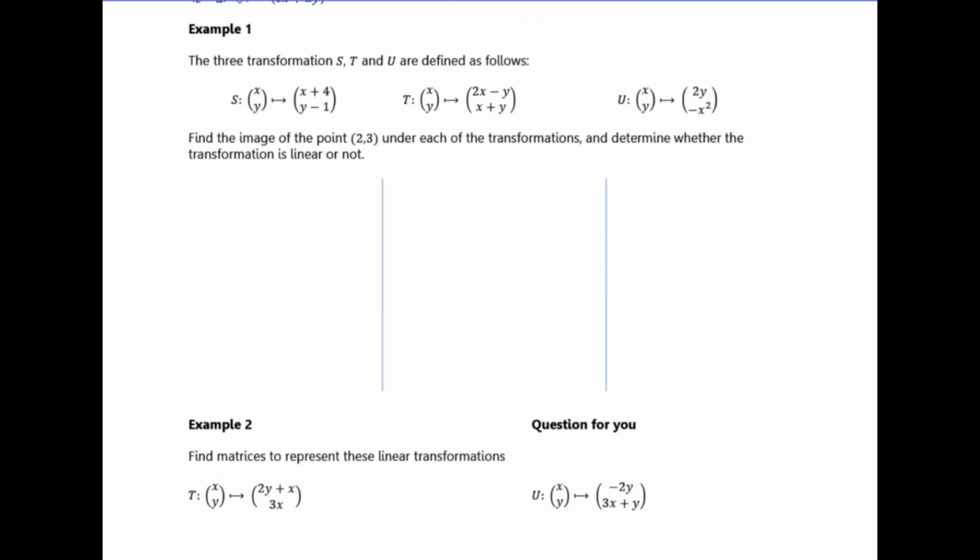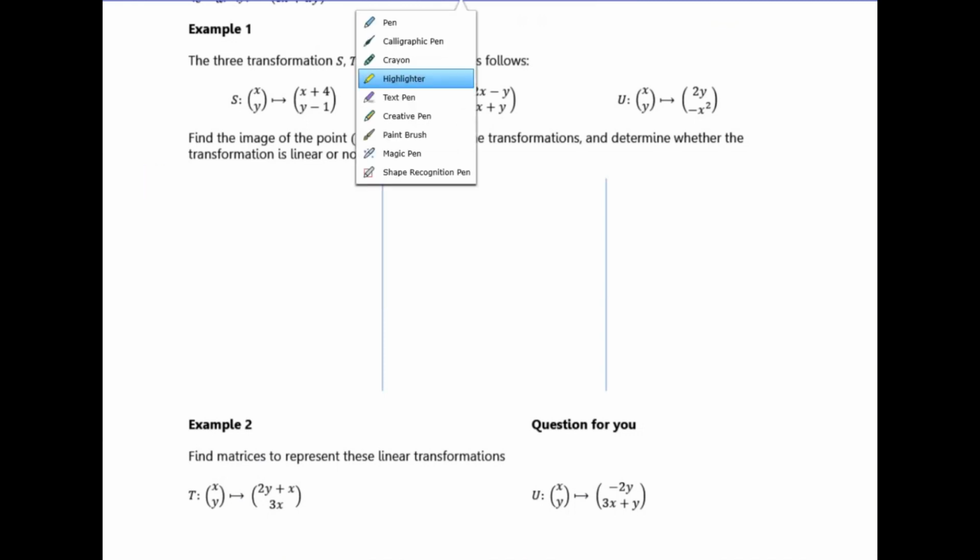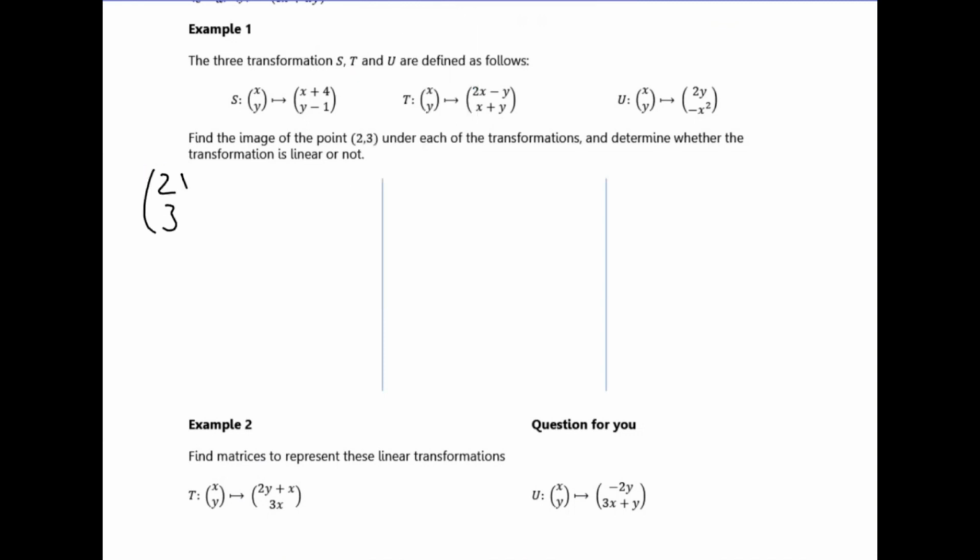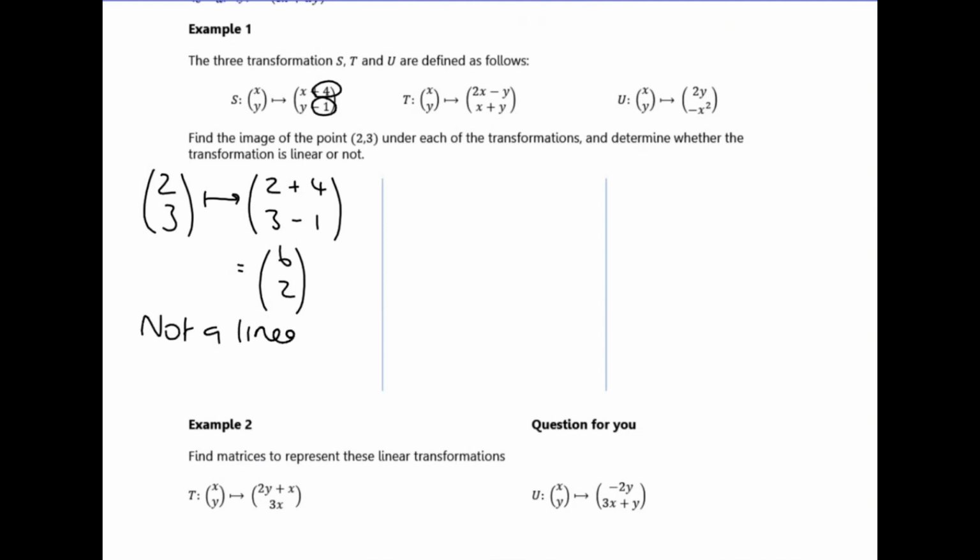So we've got 3 transformations here, and it wants us to find the image of the point 2, 3 and work out whether it's a linear transformation or not. So for this first transformation S, we're taking the point 2, 3, and we're mapping that onto its image. So I'm substituting in x is 2 and y is 3, which maps it onto the point 6, 2. And then the question is, is this linear or not? This one is not linear because it's not the form ax plus by, cx plus dy, because it's got this +4 and this -1 here. So this is not a linear transformation.